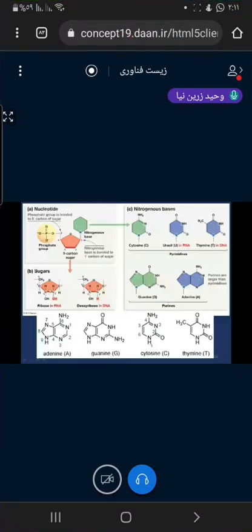In this picture, you can see again the five-carbon sugar. And in this picture, you can see the figure of the structure of nucleotides.